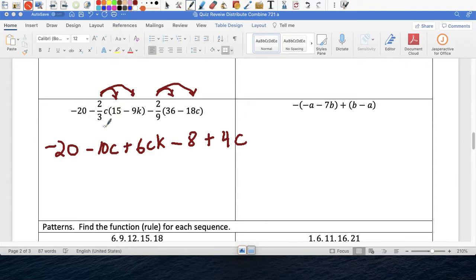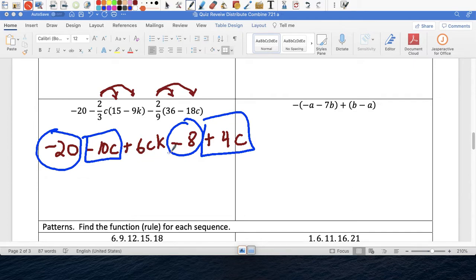Like terms? This guy and this guy. The c and this is like terms, and that one is not. So negative 10c and 4c is negative 6c plus 6ck, and then negative 20 and negative 8 is negative 28.